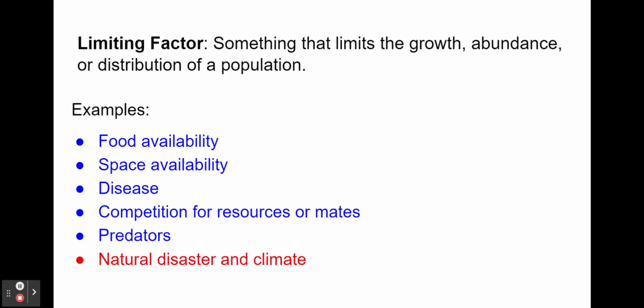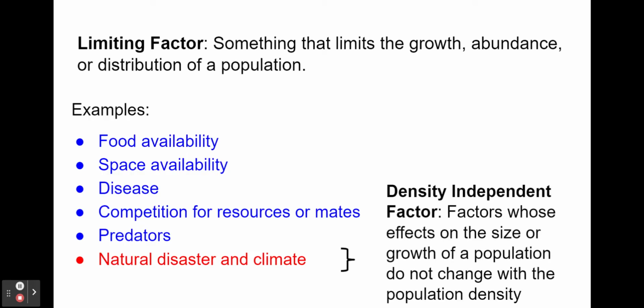But as we said, our last one, natural disaster and climate, this is a density independent factor, a factor whose effect on the size or the growth of a population does not change with the population density. If a certain area becomes too salty for freshwater fish to survive in, all of the freshwater fish will have to move out of the area or will die. And it doesn't matter how many freshwater fish there are in the area. If it's too salty for them to survive, they can't survive and stay there anymore. That's a density independent factor.